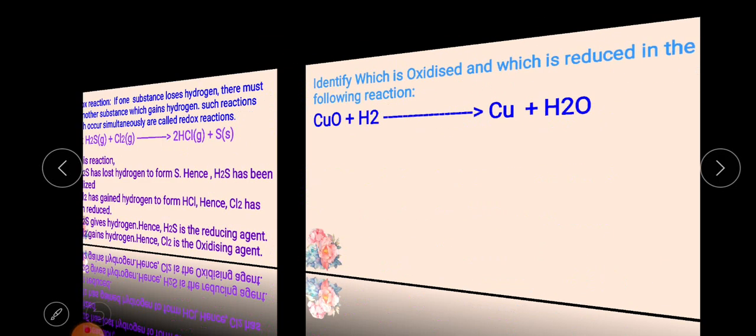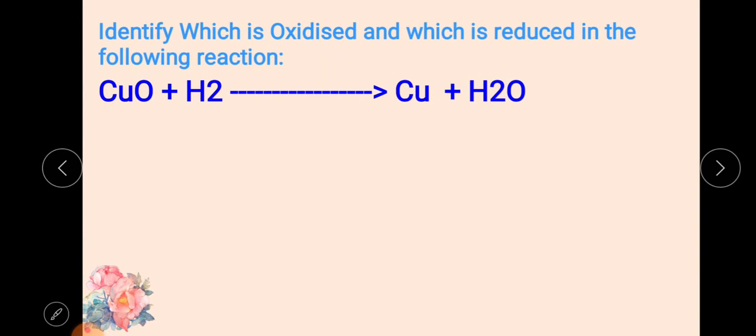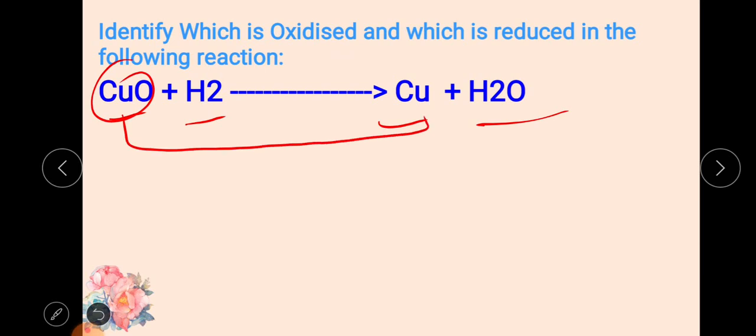So next, you can tell me which is the oxidizing agent and which is the reducing agent. Identify which is oxidized and which is reduced in the following reaction. Let us understand what the oxidizing and reducing agents are. Copper oxide reacts with hydrogen and forms copper and water. So copper oxide is reduced to copper, meaning it has lost oxygen.